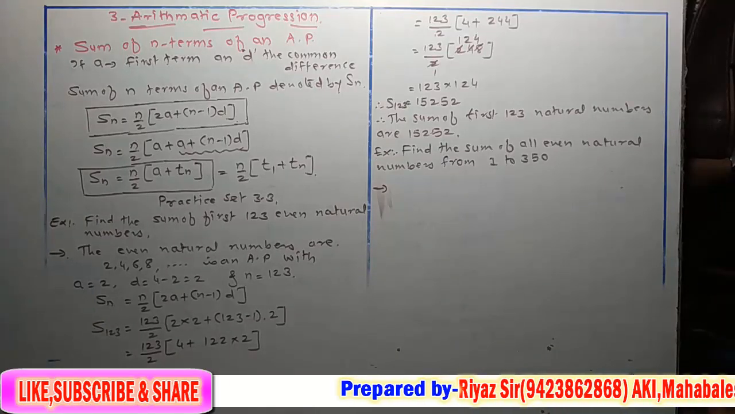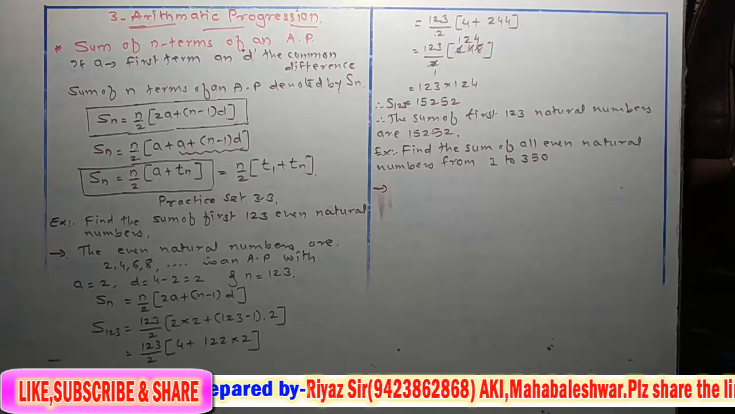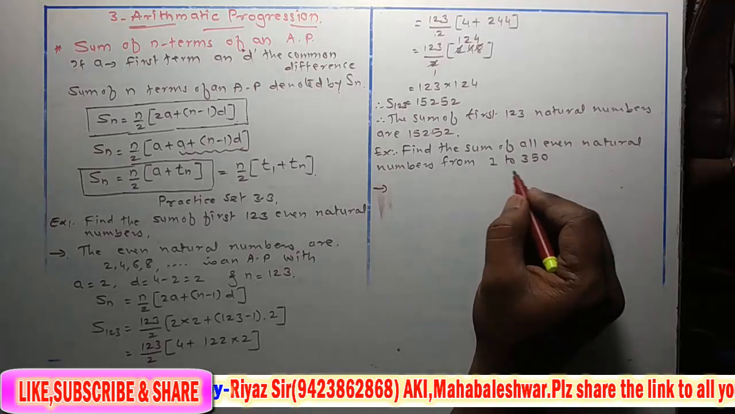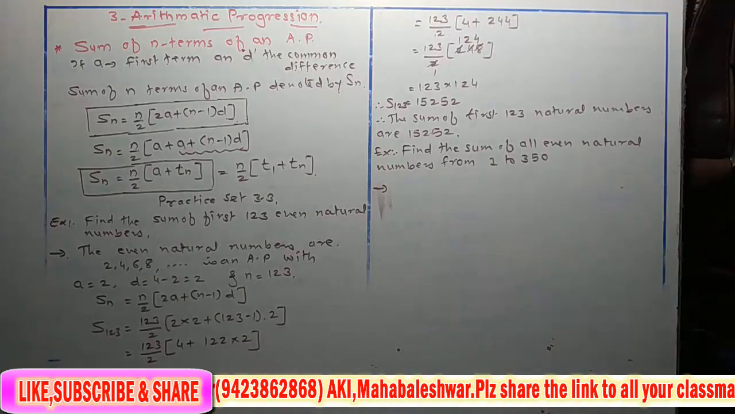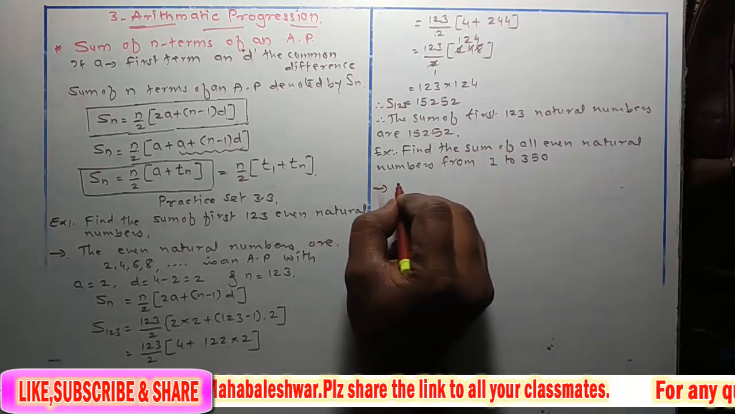Find the sum of all even natural numbers from 1 to 350. From 1 to 350, this is the range, and in between them we have to find the sum of all even natural numbers. So we start the solution like this.